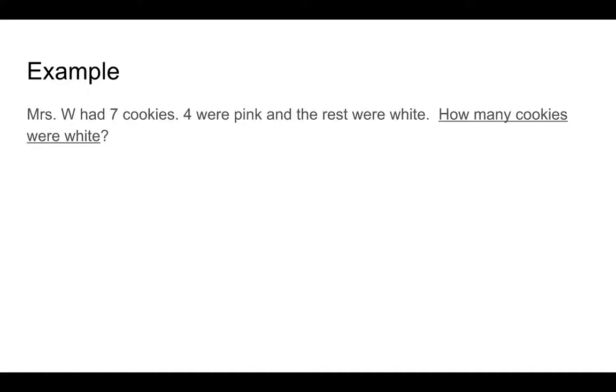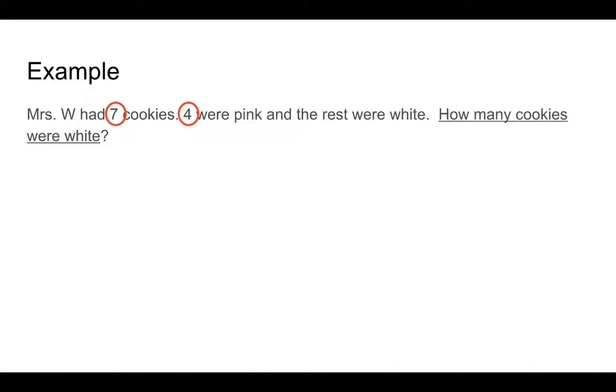Next, we need to look at what else we know. Well, if we want to know how many cookies were white, we need to know how many cookies were there and if there's any specifics about other colors. So in this story, Mrs. Willoughby had 7 cookies to start with, and we know that 4 of them are pink. So then the rest of them are white. So if we know that she had 7 total and 4 were pink, we can start there.